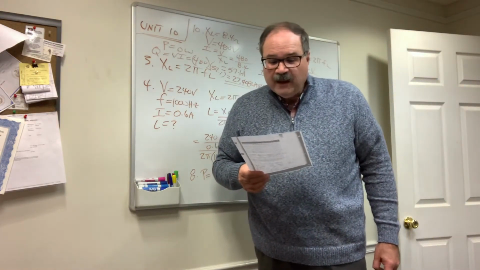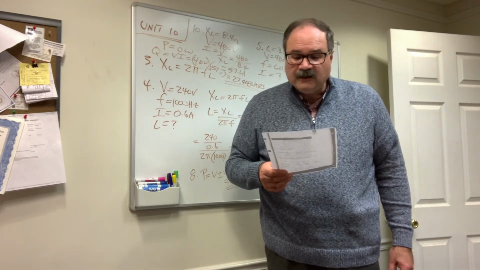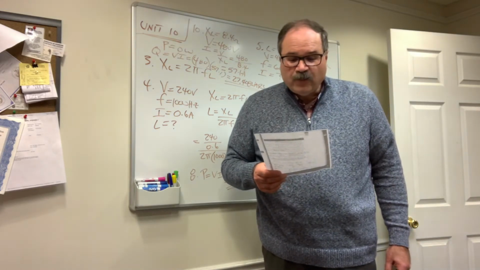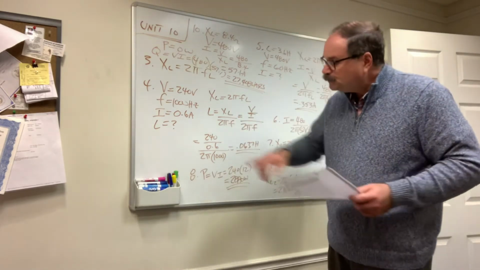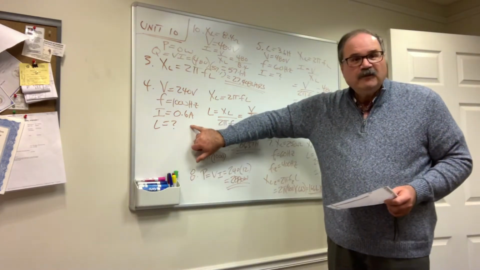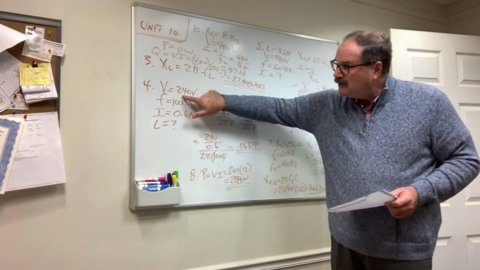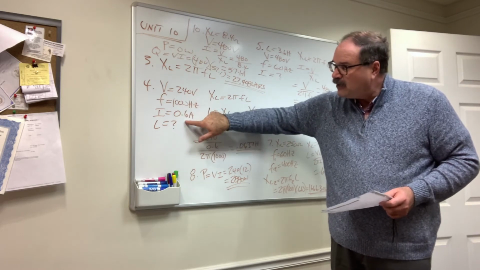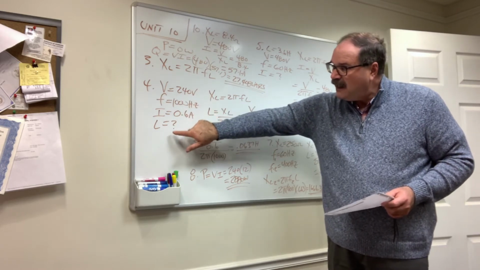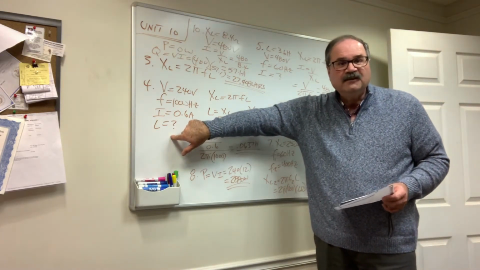Question 4. An inductor is connected to a 240 volt 1000 hertz line. The circuit current is 0.6 amps. What is the inductance of the inductor? Like I've mentioned to you in past homeworks, always write down what is given. So the voltage is 240 volts, the frequency is 1000 hertz, the current is 0.6 amps, and we're being asked to find what the value of L, what the value of inductance is.